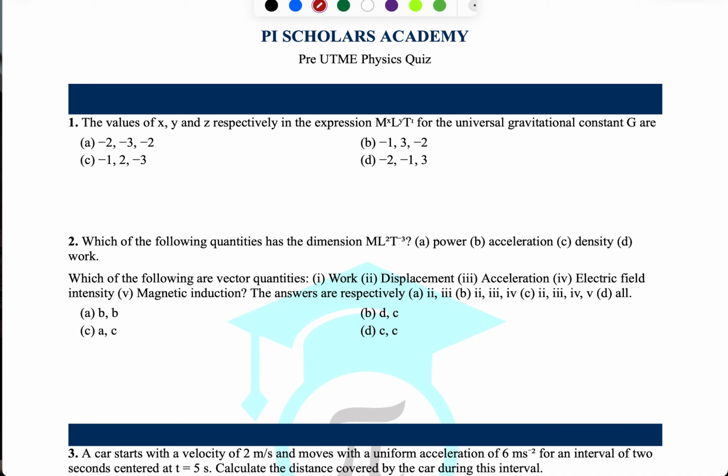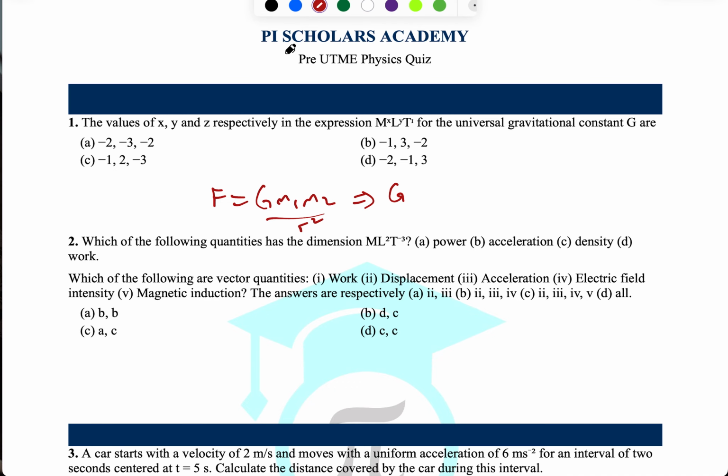Pre-UTME physics quiz. I'm going to be starting with question number 1. We have the values of x, y, and z respectively in the expression for the universal gravitational constant G are as follows. So our universal gravitational force is gotten from F equals G m1 m2 divided by r squared. So what you need to do is to make G the subject of formula.